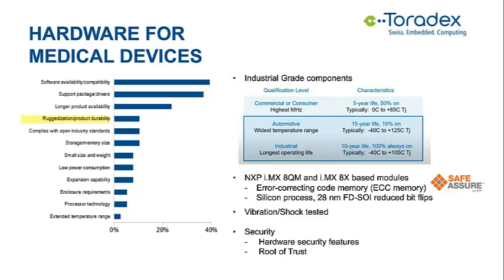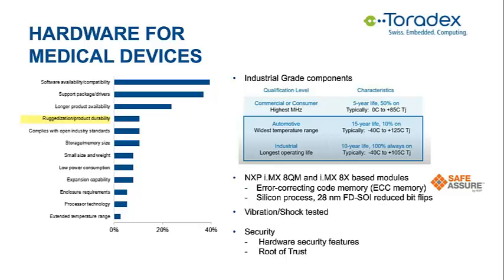They are designed for a much longer lifetime than commercial qualified chips. Here, for example, on the slide, you can see that commercial products are typically qualified for 5 years, but only running 50% of the time. And then on the other extreme, industrial products, which is the majority we use, is designed to run for 10 years, 24/7, and also with a higher temperature.